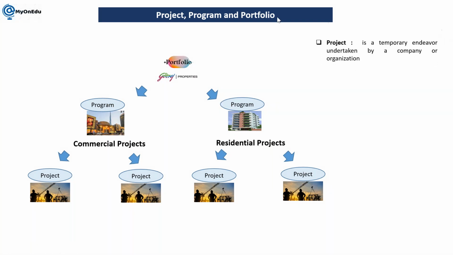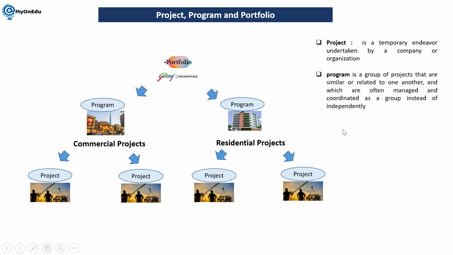So if we are going to understand the typical definition, a project is a temporary endeavor undertaken by a company or organization. Okay, and a program is a group of projects that are similar or related to one another and which are often managed and coordinated as a group instead of independently. So whatever decision you are going to take, that is at program level. Let's say if I'm saying commercial project, sometimes you need to take a decision here at program level that will be applicable for all the projects which come under the same program.